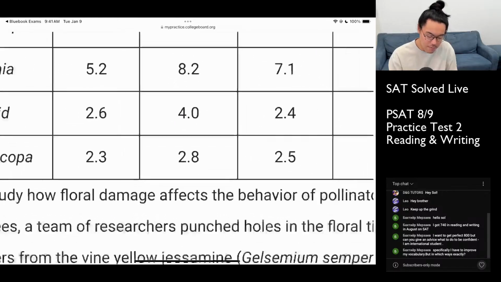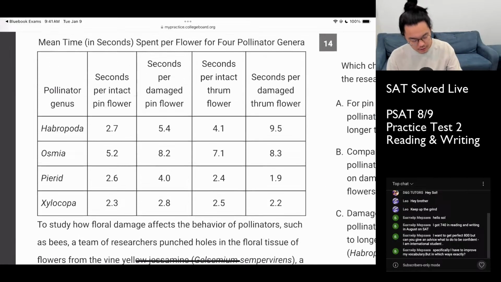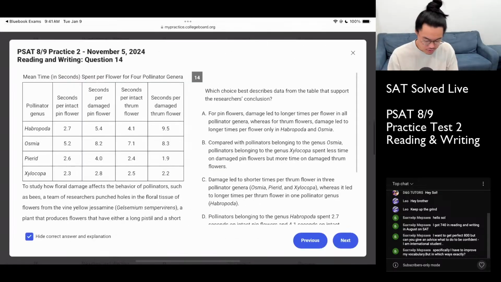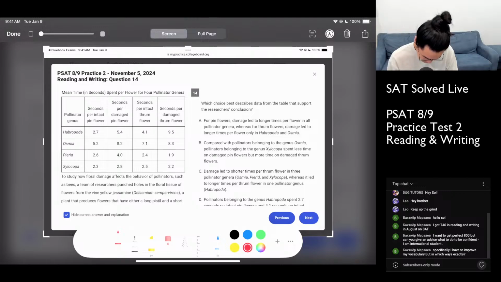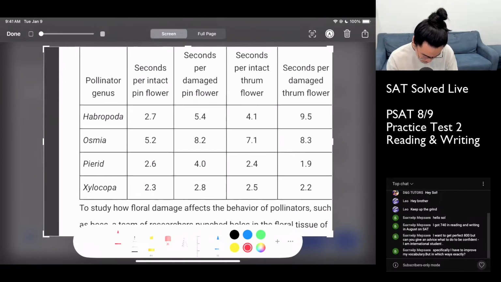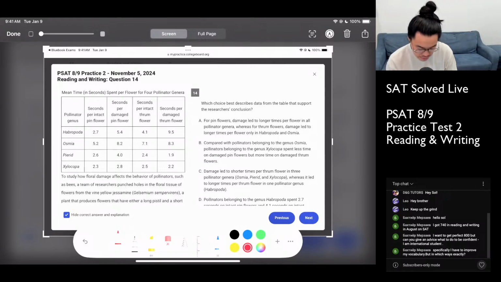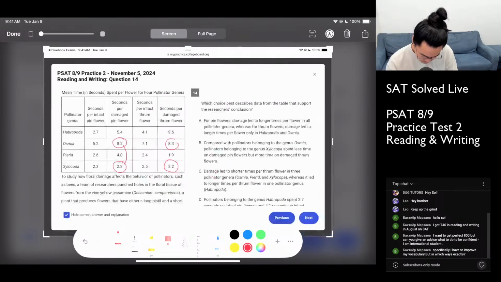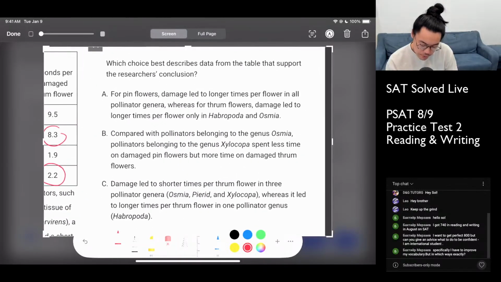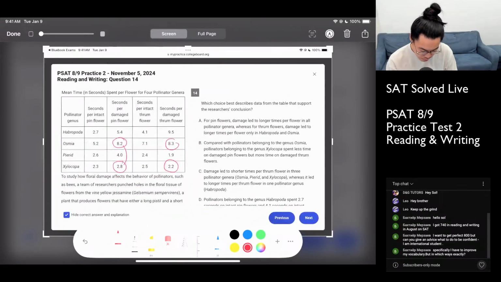So unfortunately, I misread B, and I assumed that B was totally correct. Because what B is saying, oh my God, B is so wrong. Why did I? Okay, let me explain what happened, guys. B is so wrong. B is literally only comparing X versus O, right? But it's only comparing these two to these two. Let me just double check. Compared with O, X spent less time on damaged pin flowers, but more time on damaged thorn flowers.